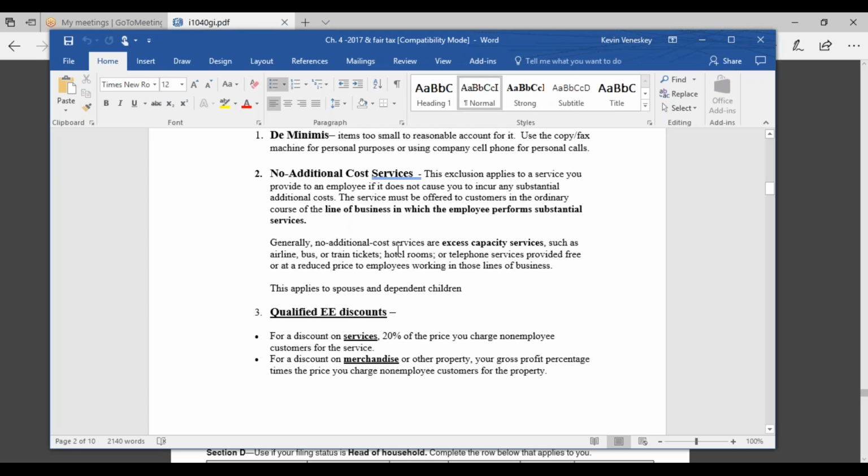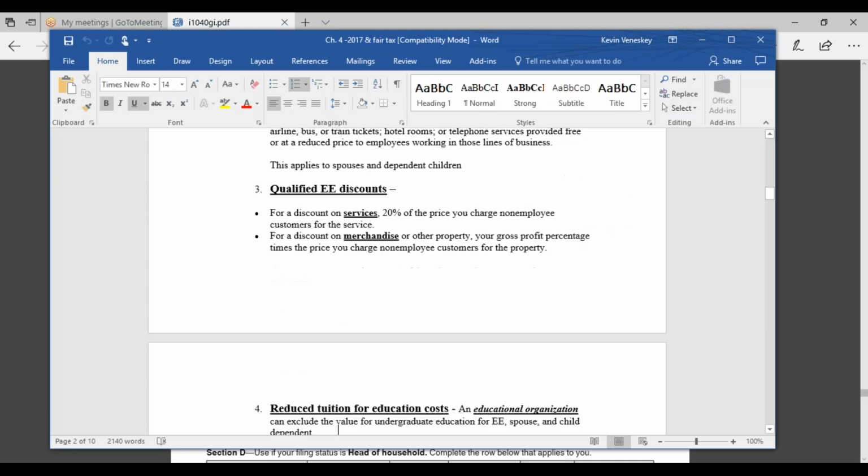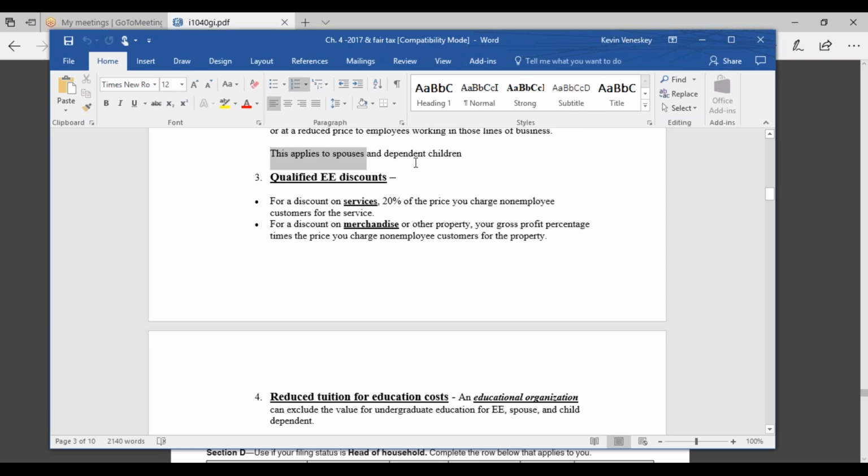So these have to be additional, no extra cost to the employer. They're not going to have much substantial cost, and there needs to be empty capacity, obviously. You can't kick somebody off a plane because your employee wants to have a free ride. That's not going to be allowed. It also applies to any children or spouses that you have. If they also get a free ticket, that would be tax-free as well, so that's nice.